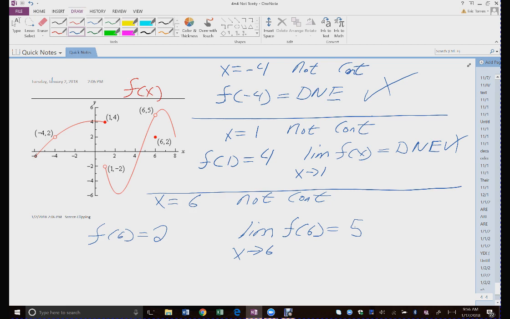And what we're talking about here is that this point is not located where this limit is. So f of 6 equals 2 is not the limit of the function as x approaches 6. So if these are not equal, I can say the function is not continuous.